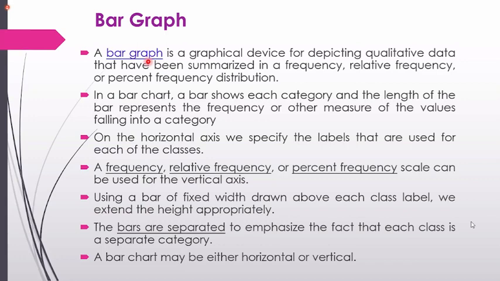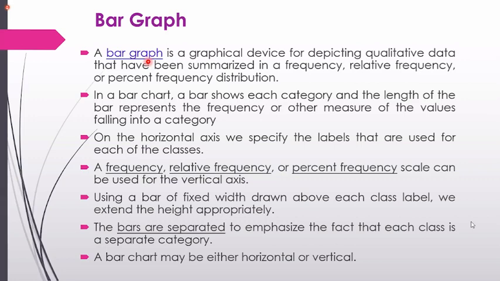In the bar chart, we can represent the frequency distribution, the relative frequency distribution, or the percent frequency distribution. So 3 types of frequency distributions we can represent by a bar chart. Each category we can represent by a bar. The length of the bar represents the frequency, or the relative frequency or percentage frequency.